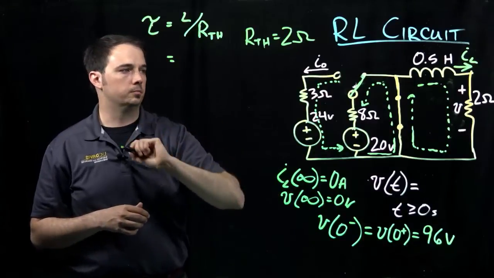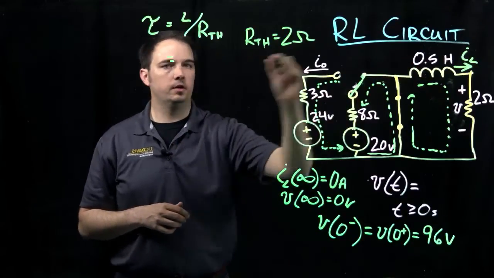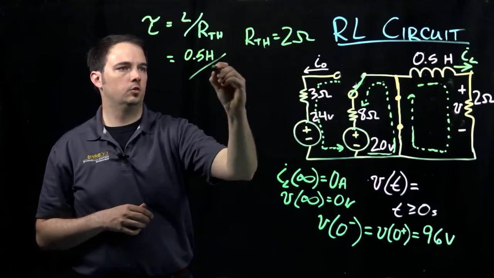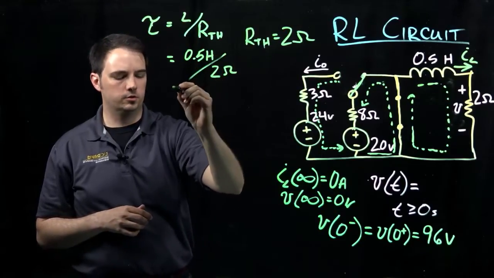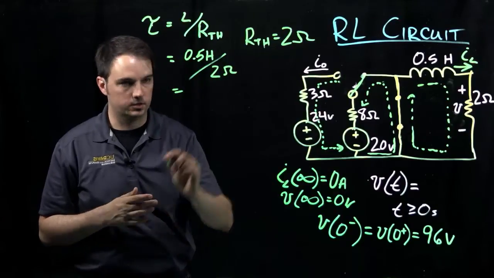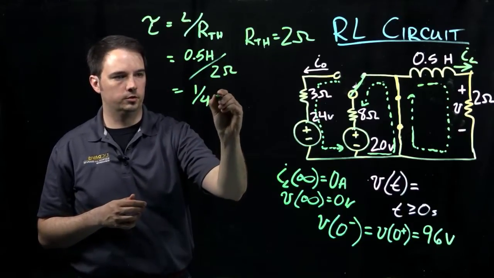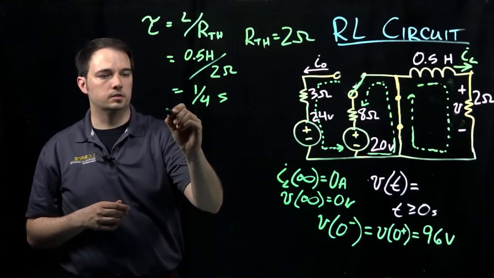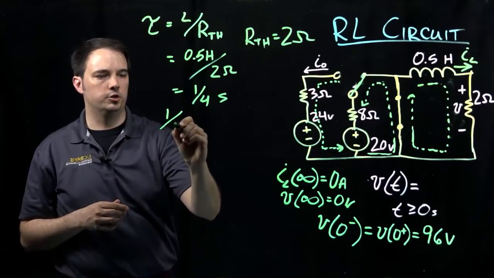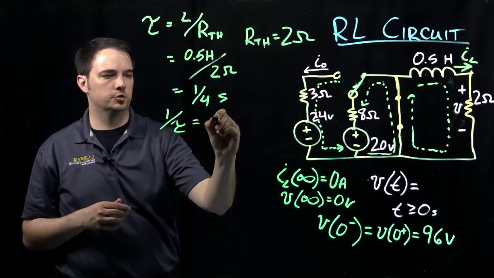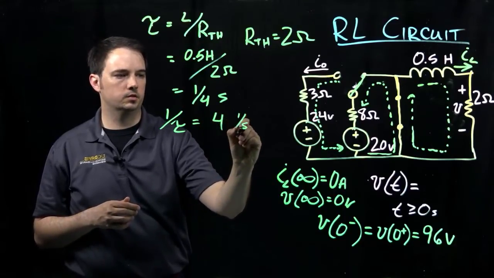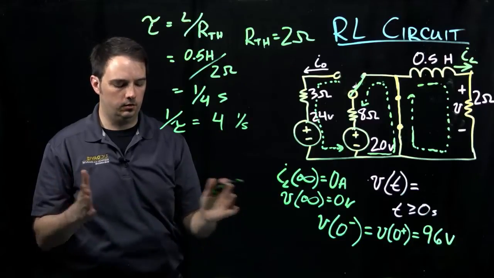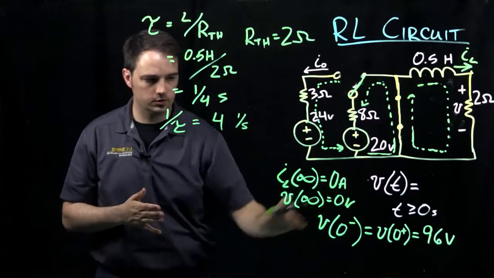So now plugging back in to find the time constant, I have a half a Henry on my inductor over my 2 ohm resistor, ultimately giving me a time constant of 1/4 of a second. And for the sake of plugging into our equation, 1 over tau would be 4 inverse seconds. And from here we can write our final expression that describes the voltage as a function of time.